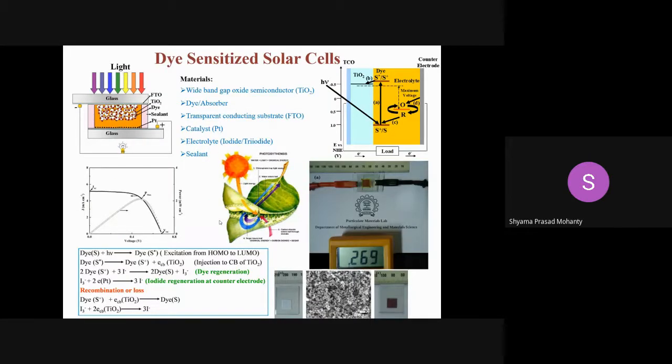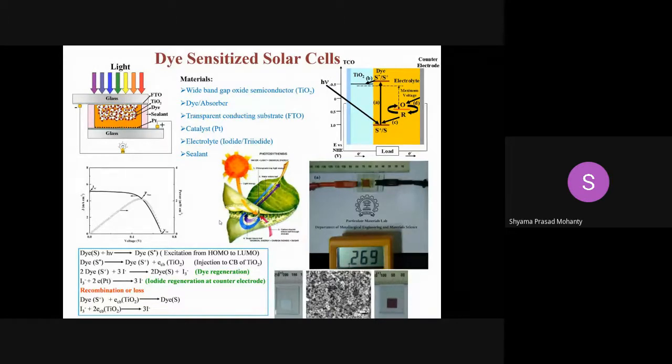So one such device is your solar cell, and I will be talking about dye-sensitized solar cells. In this talk, I have taken only a few examples, and in the literature there are many applications of these carbon materials, carbon derived from plastic waste, in electrochemical energy generation and storage.